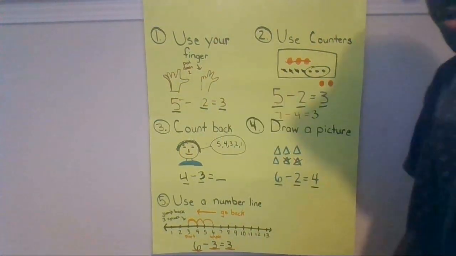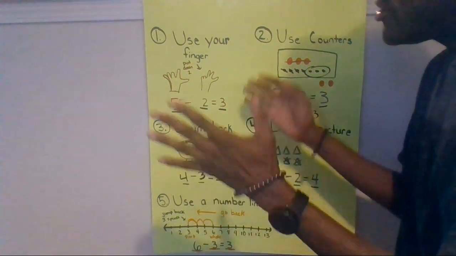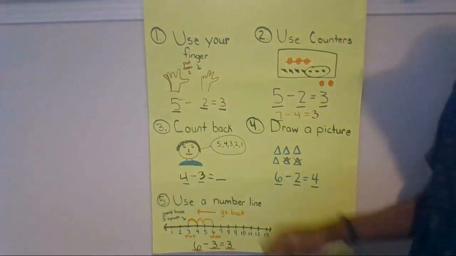All right, using our fingers. Here we go again with the fingers, but this time we're not adding, we're subtracting. And remember, when we subtract, we're not putting 2 parts together to make a whole. We're starting with the whole and we're taking from that part. We're taking parts from that whole.